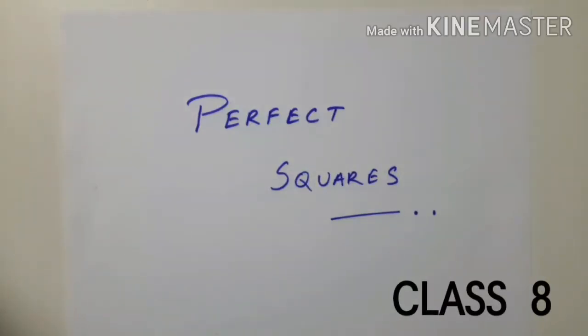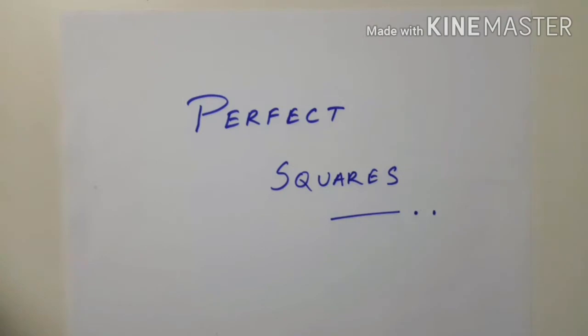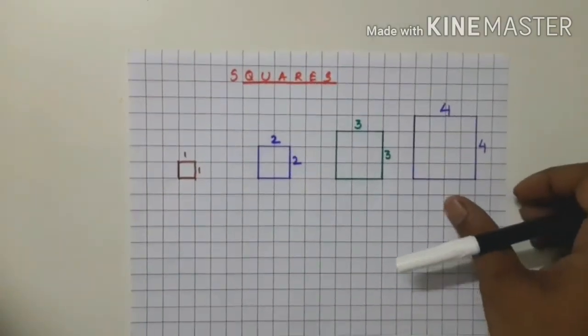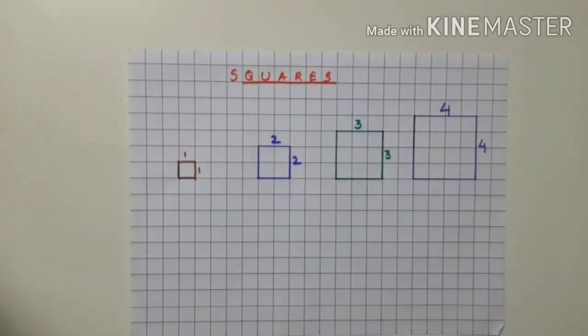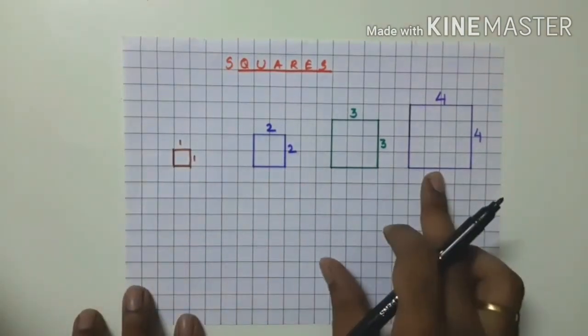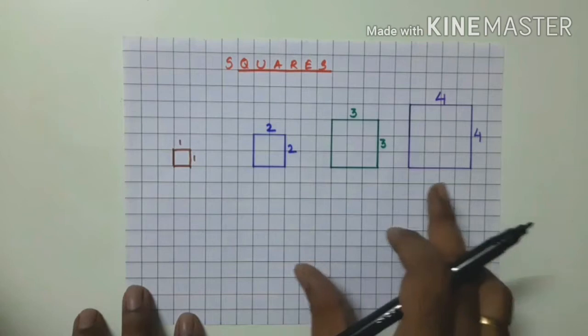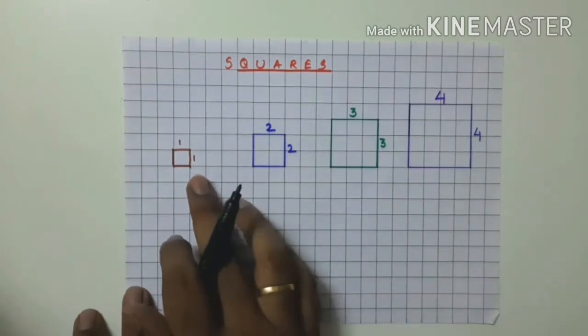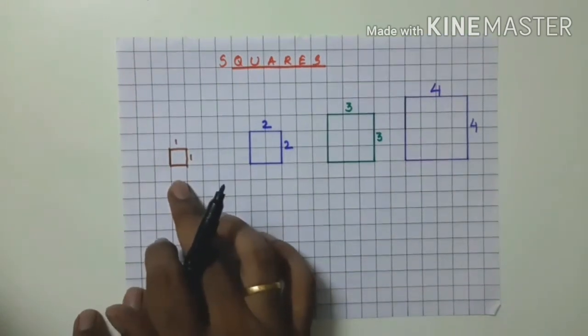Hello friends, today's discussion is about perfect squares. So to understand the concept of perfect squares, let us take some squares. Let's start with this figure. Now you can see here we have taken 4 squares. Now we know that a square is a 4-sided figure with all the sides equal.